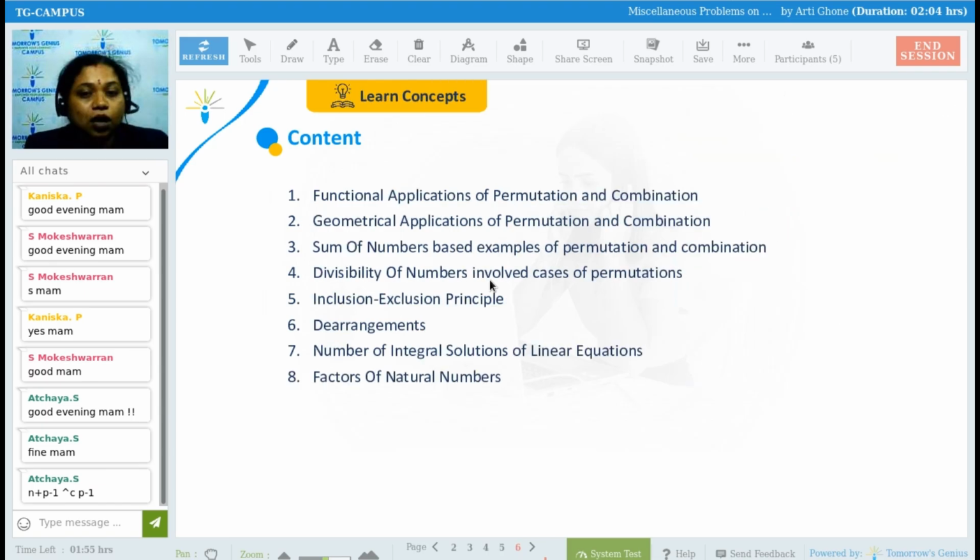Now, what are today's learning concepts? Very important parts, and all these parts carry at least one example for JEE. First is the functional applications of permutations and combinations, geometrical applications of P and C, sum of numbers based on P and C, divisibility of numbers involved in permutations and combinations, inclusion exclusion principle, D arrangements, number of integral solutions and factors of natural numbers. So today we have a total of 10 applications. In today's session, one application, one question based on that, and likewise we are going to solve 10 questions. Clear? Okay, let's start with the first one.